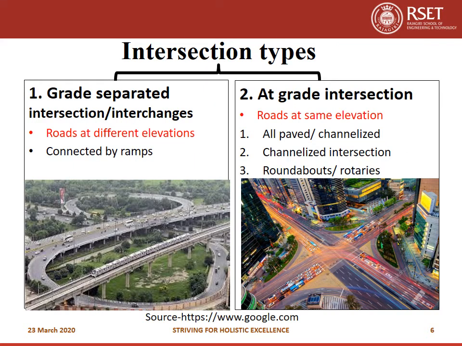Next is intersection types. Intersections are mainly divided into two: grade separated intersections or interchanges and at grade intersection. As its name indicates, grade separated intersection means roads are at different elevations and these roads are connected by ramps. Here you can see in this figure the elevated roads are constructed over pillars, and at grade intersection means roads at same elevation, and these are the three types of at grade intersection.